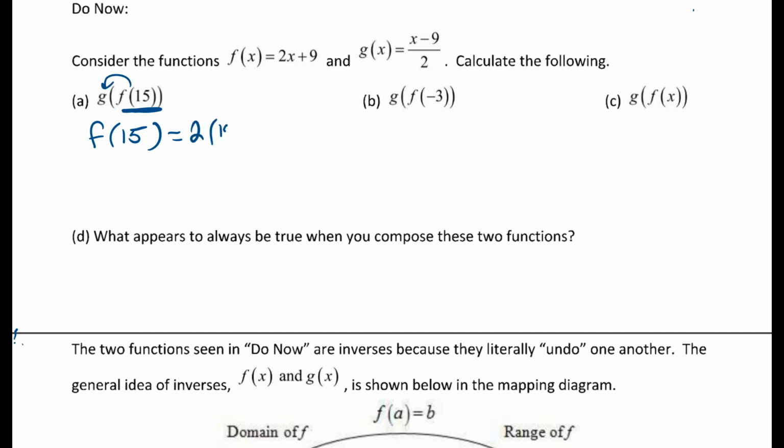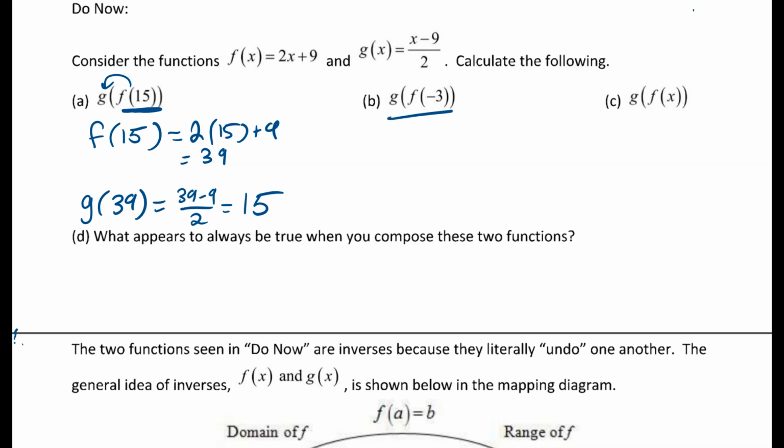So 2 times 15 plus 9. 2 times 15 is 30, plus 9 is 39. So now I'm going to plug that in for g, right? So g of 39 is going to be 39 minus 9 divided by 2. And 39 minus 9 is 30, divided by 2 is 15.